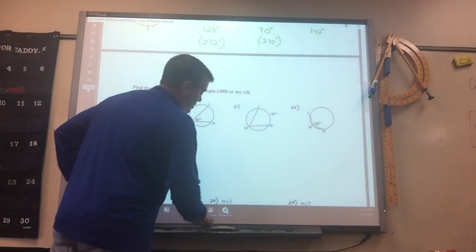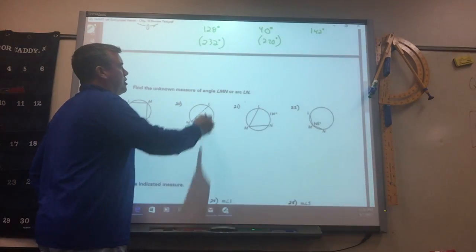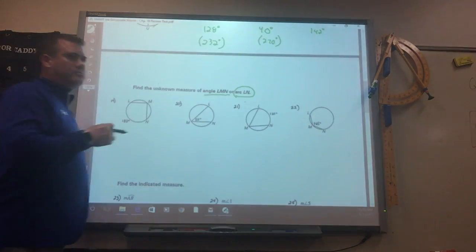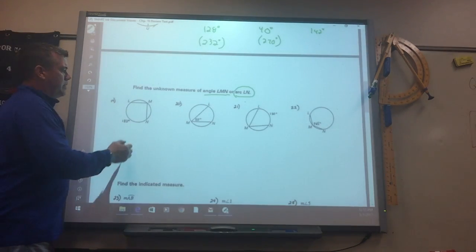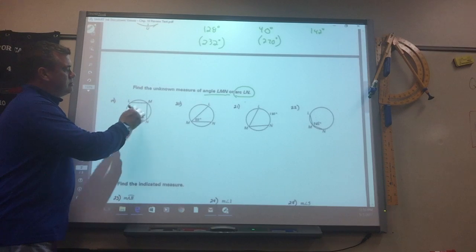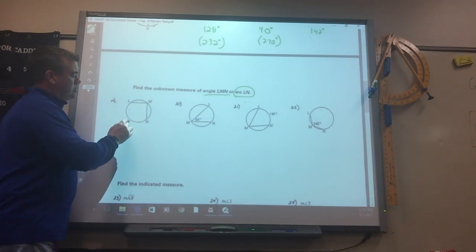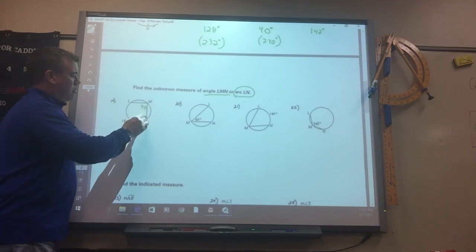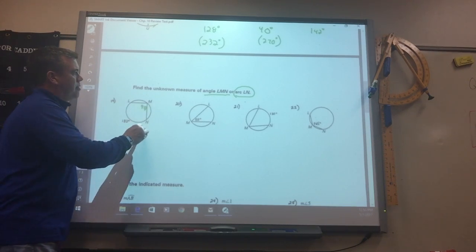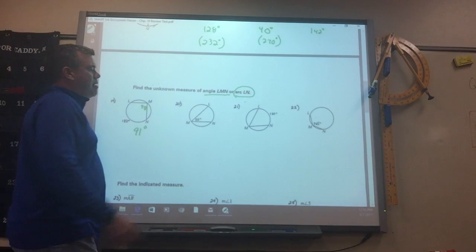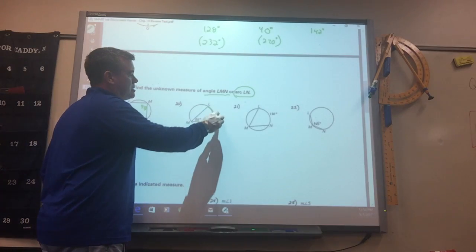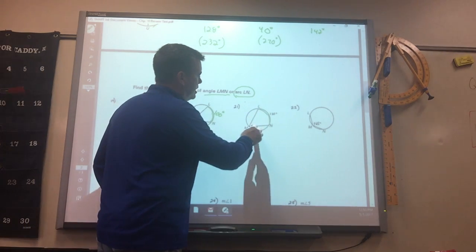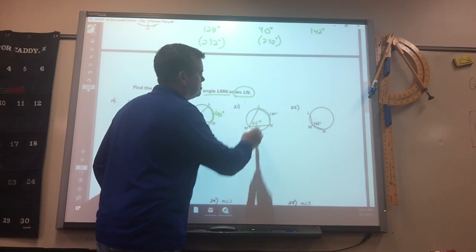Now on this, you're finding either angle LMN or arc LN. So here, this is 182, so this is 91, sorry. This is 50, so LN is 100. This is 130, so this is 65.